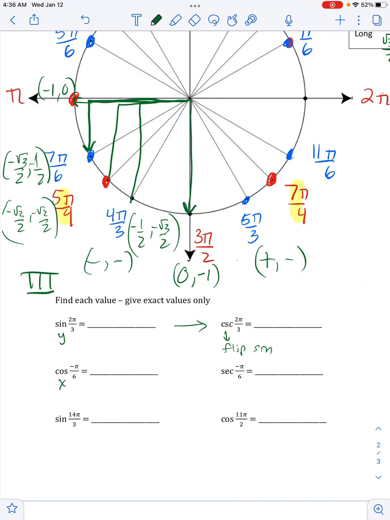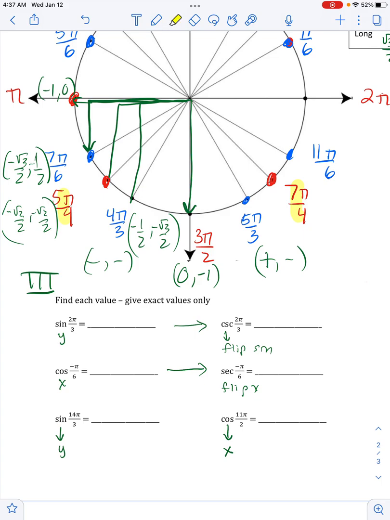Cosine is x. This is secant, so that is going to flip over x. And again, it's the same thing, negative pi 6th. So I'll just be flipping that x over. And then these last two are going to be tricky to find, so we'll have to pay attention to how we go about that. When I get where I'm going, I'll find the y. Here, when I get where I'm going, I'll find the x.